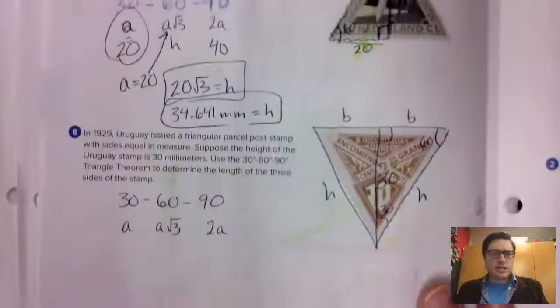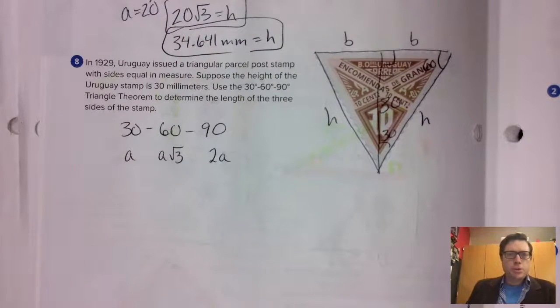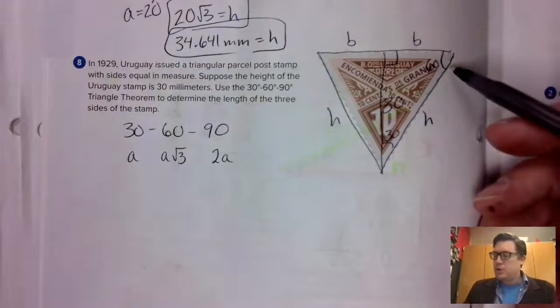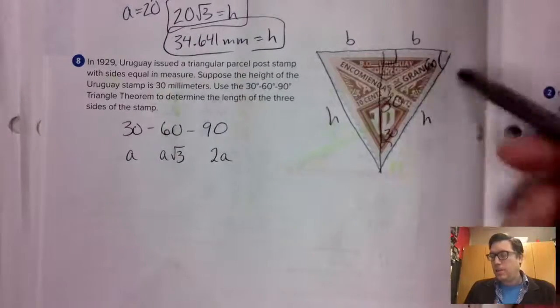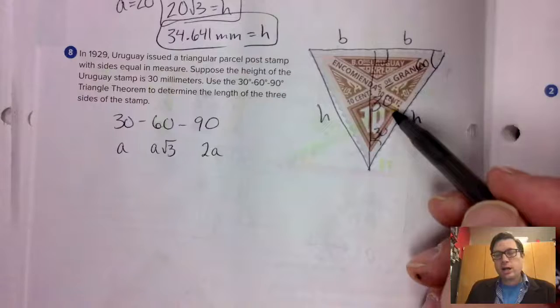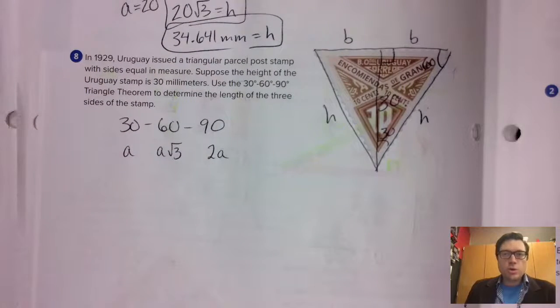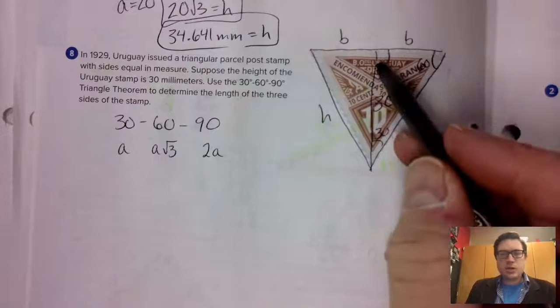Let's talk about question 8. In 1929, Uruguay issued a triangular parcel post stamp with sides equal in measure. So height, or hypotenuse, and then two bases, because this triangle that got cut in half creates a base and this hypotenuse. Those add up. They're all the same. It still creates that 30, 60, 90 triangle that we've been using.